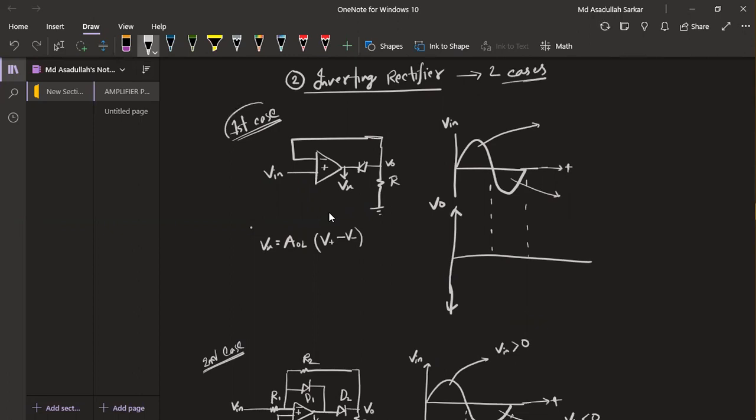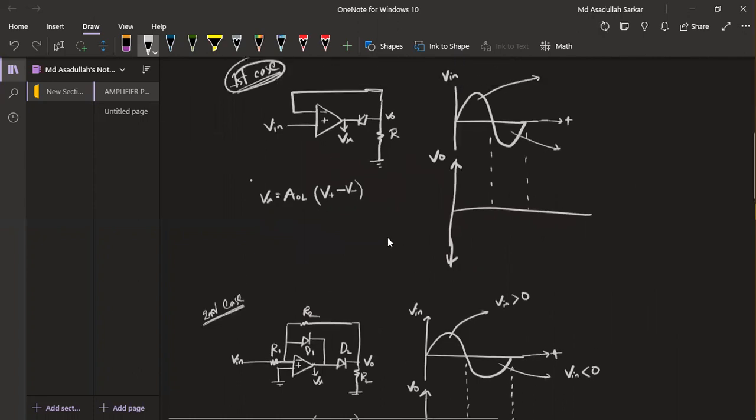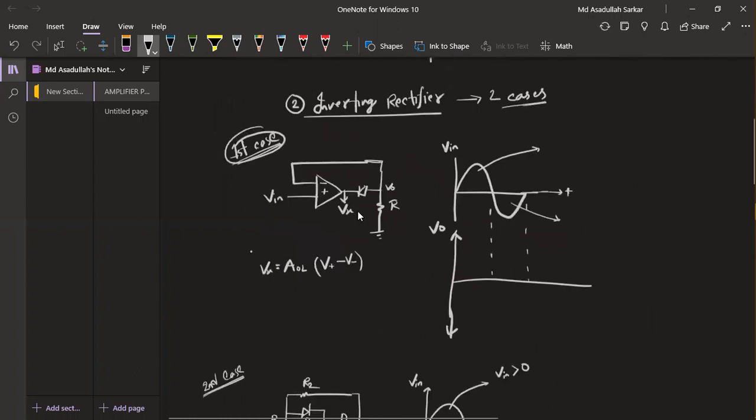So the first case, in this case, the circuit is like the previous one. It is our non-inverting rectifier, but the difference is that the diode is connected in reverse compared to the previous one. So here is the V input. This is our V output, and here is our Vx.